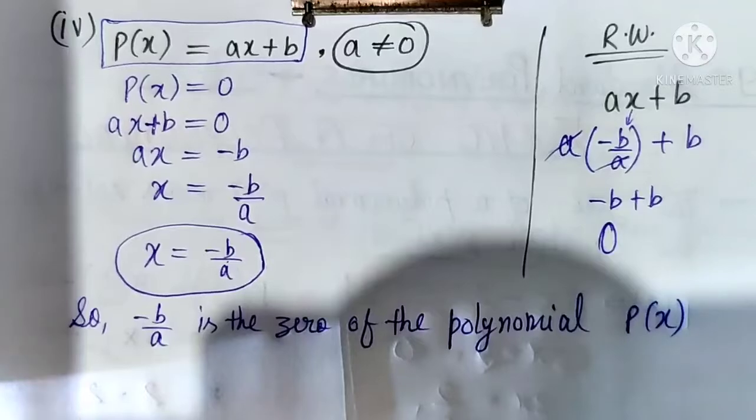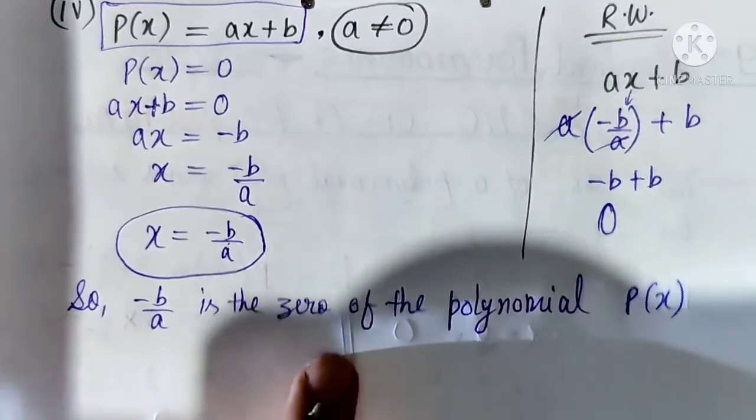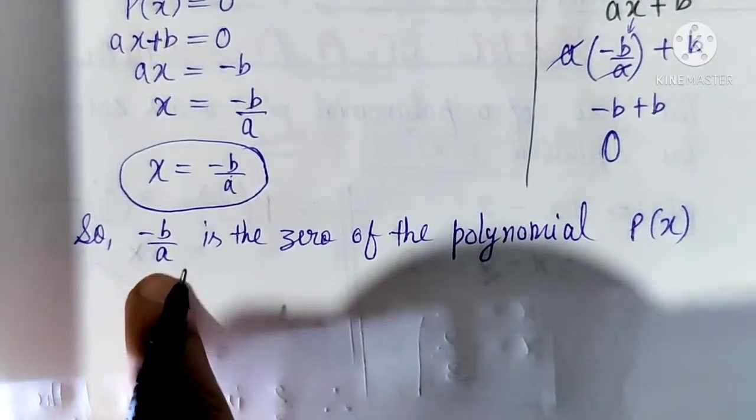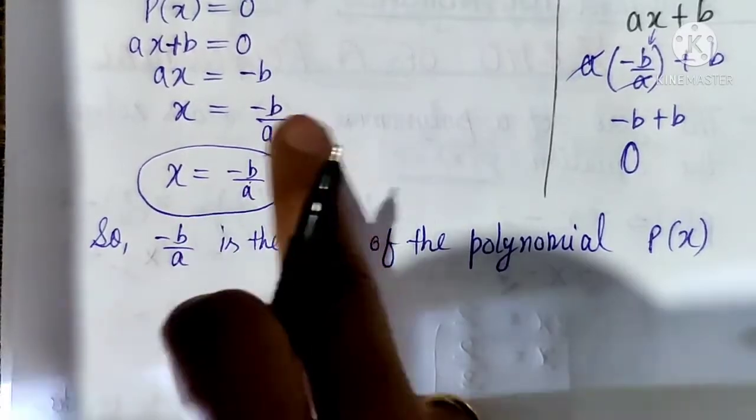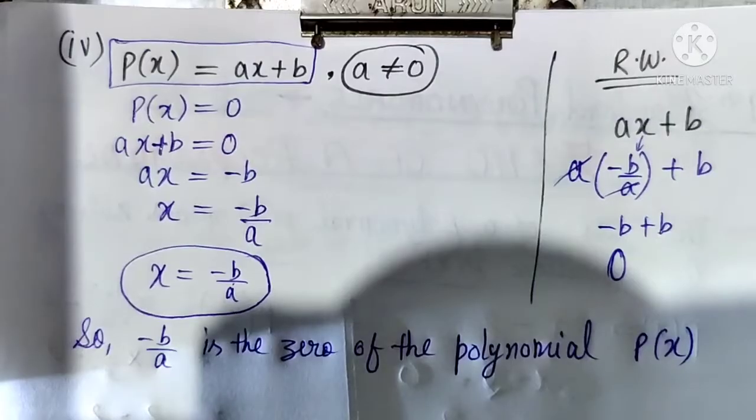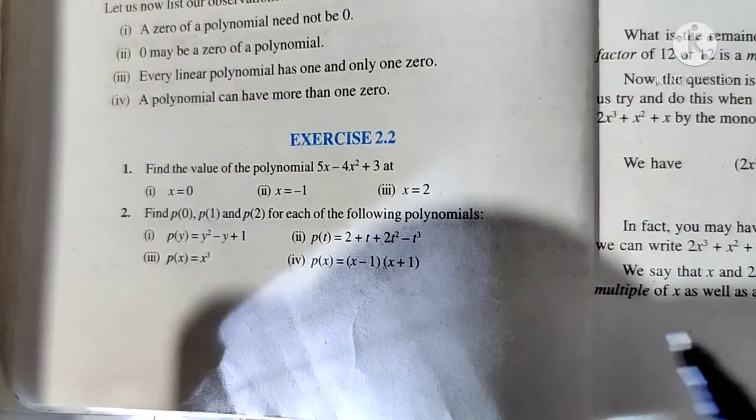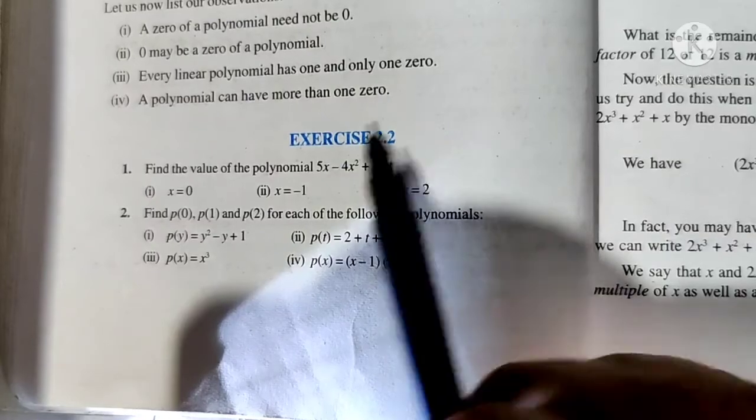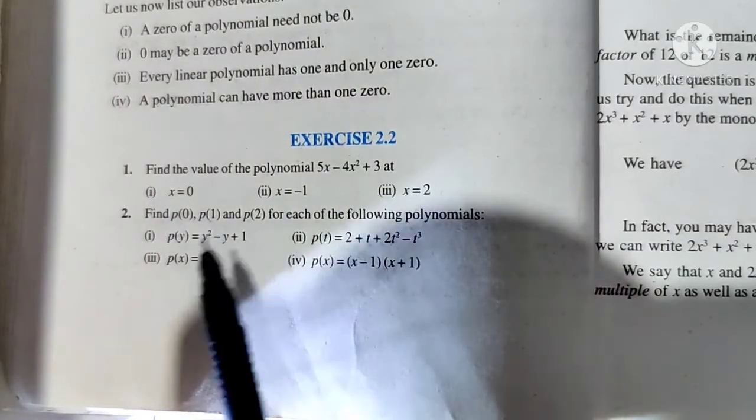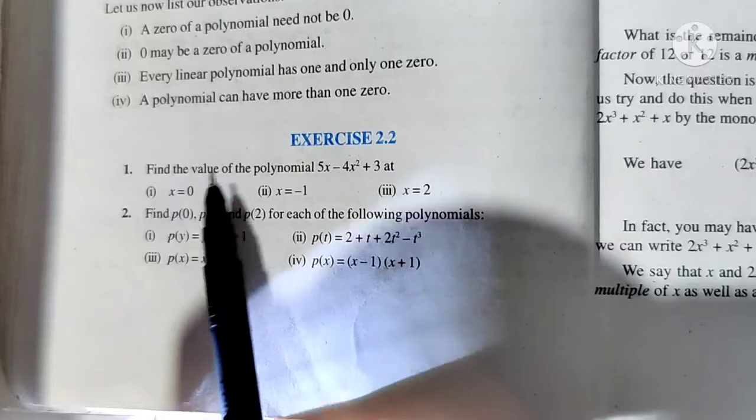That's why we are saying minus b upon a is the 0 of the polynomial, because when we put this value in place of the variable, it becomes 0 only. Okay, so I hope you got some idea how to solve the questions. So now students, we are going to solve questions from the NCERT book of 9th class, exercise 2.2. Okay, so first question, find the value of the polynomial.